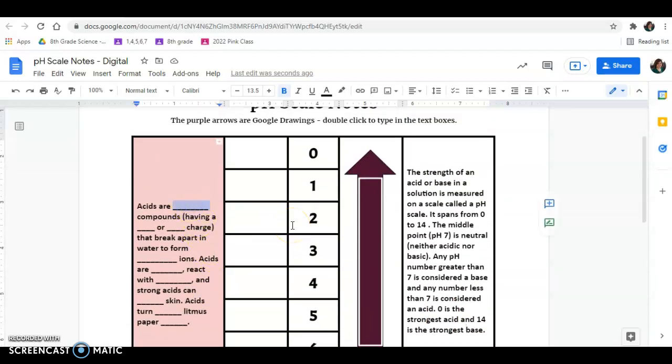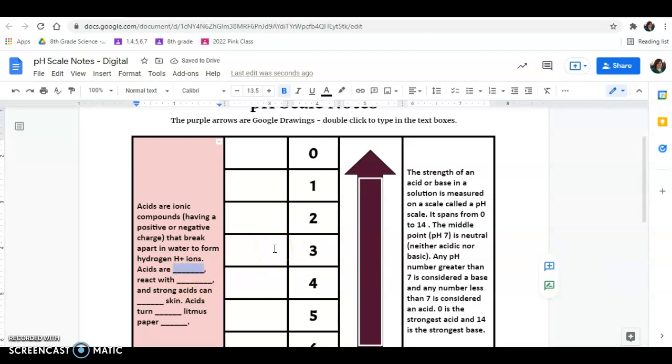So over on the top left, acids are going to be ionic compounds. So they're a compound that have either a positive or a negative charge, meaning they've gained or lost electrons, things that were on the periodic table. And they're going to break apart in water to form hydrogen, H+, positive ions, hydrogen in water.